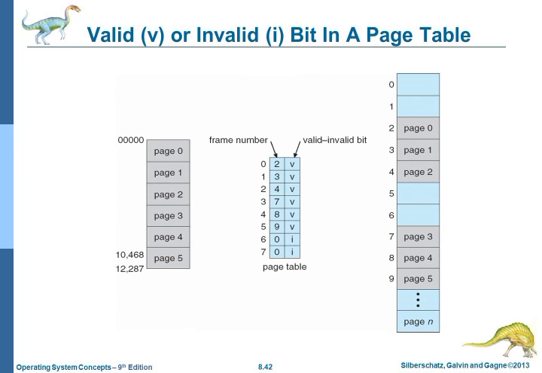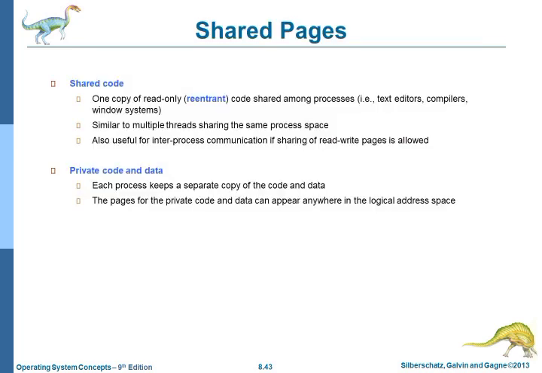Notice that this scheme has created a problem because the program extends only to address 10,468. Any reference beyond that address is illegal. However, references to page 5 are classified as valid, so accesses to addresses up to 12,287 are valid. Only the addresses from 12,288 to 16,383 are invalid. This problem is a result of the 2 KB page size and reflects the internal fragmentation of paging. One copy of read-only reentrant code is shared among processes, that is text editors, compilers, and window systems.